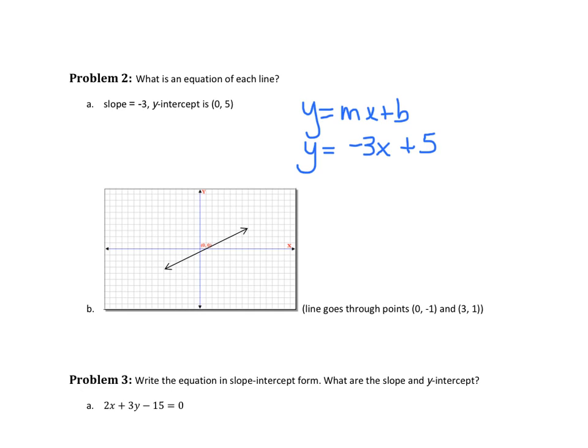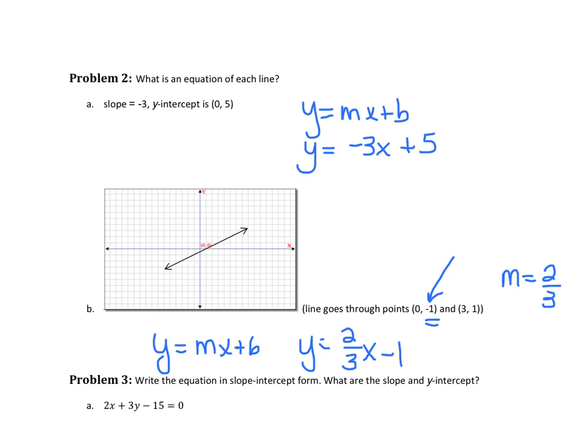Part B, they actually have a graph of a line, and the line goes through the points 0, negative 1, and 3, 1. And so we need to look again and try to figure out our slope and our y-intercept. This value right here, negative 1, is our b value, our y-intercept, because remember it's always 0, b. So my b is going to be negative 1. For my slope, you're literally going to count from 0, negative 1 over to 3, 1, and you're going to go up 2 and over 3. Your slope is positive because you're going uphill, so I have a slope of 2/3. So I have y equals 2/3 x minus 1.